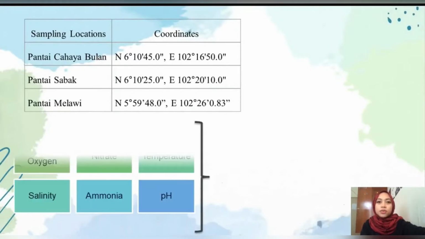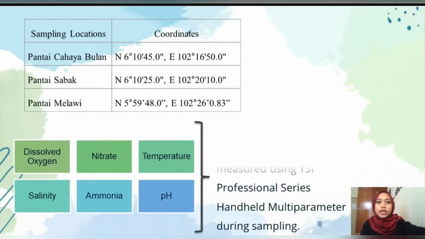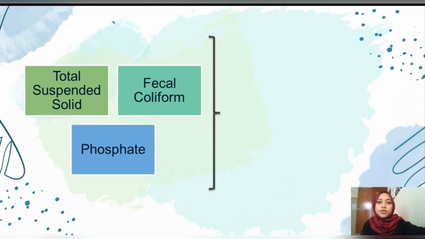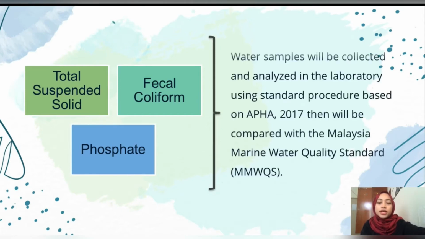In situ parameters, which are dissolved oxygen, nitrate, temperature, salinity, pH and ammonia for water quality will be measured using YSI Professional Series Handheld Multiparameter during sampling, while water samples for total suspended solid, phosphate and fecal coliform will be collected and analysed in the laboratory using standard procedure based on APHA 2017 and then will be compared with the Malaysia Marine Water Quality Standard.